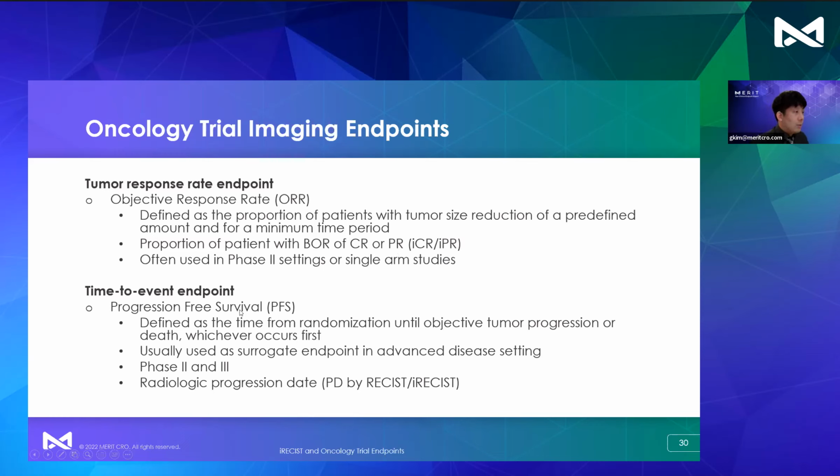Also, the time-to-event endpoint can be utilized for a progression date or the PD date. And usually progression-free survival is one of the endpoints often used with RECIST or iRECIST. This is defined as the time from randomization until objective tumor progression, which is the PD by RECIST or iRECIST, or death, whichever occurs first. So those are two very common endpoints used for RECIST 1.1 and iRECIST.